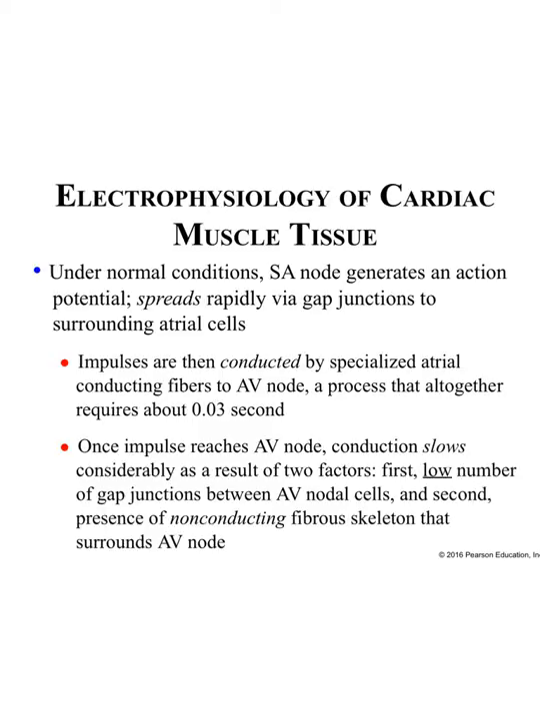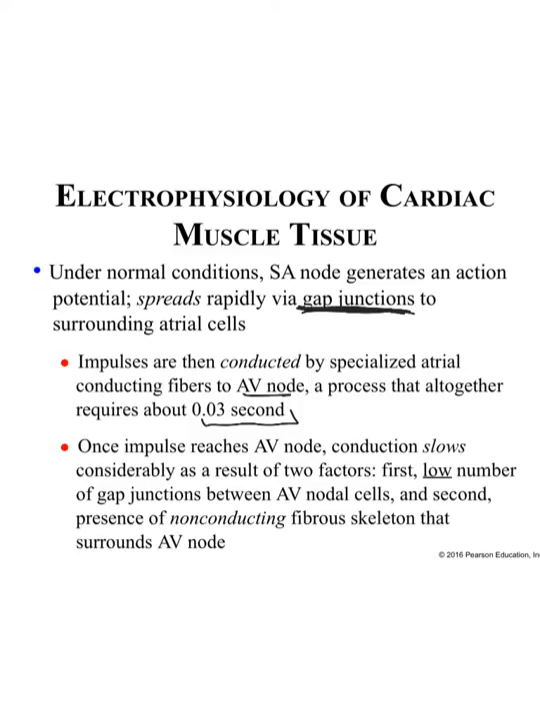Under normal conditions, assuming a person's healthy, again, the SA node is what will start the action potential. It's going to go very quickly through the other cells because of those gap junctions that are the main component of the intercalated discs. They're going to go to the AV node. It does this pretty quickly, 0.3 seconds. Again, once it reaches the AV node, it's going to slow down.